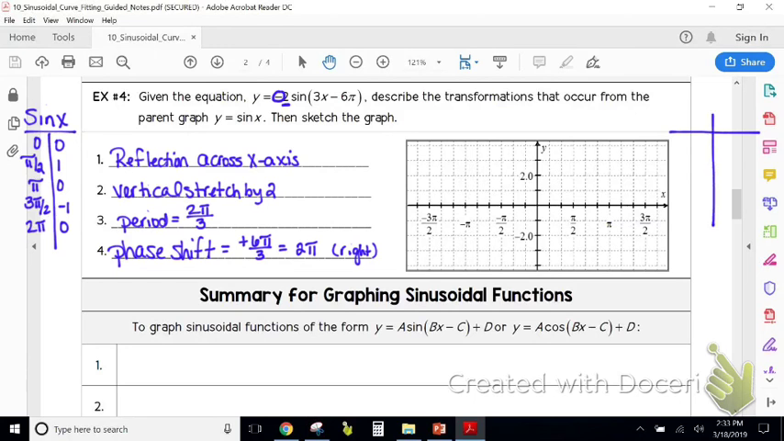And what are we going to do to our x values? Add 6 pi and divide by 3. And what about our y's? Multiply by -2. Good. So I'll do the y's, y'all do the x's. All right, so I'm going to take all the y's and multiply by -2.